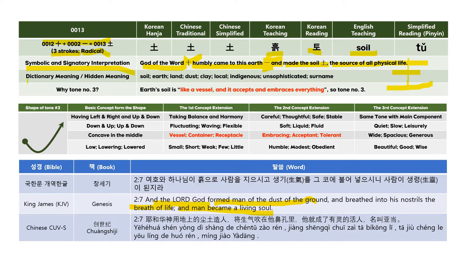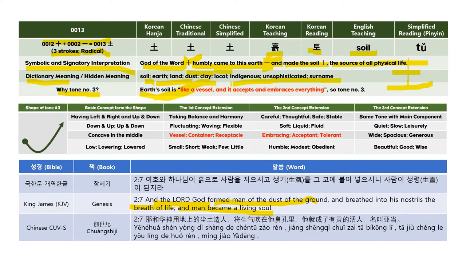So the dictionary meanings of this character: soil, earth, land, dust, clay, local, indigenous, unsophisticated, and surname. These dictionary meanings remain in Korean Hanja dictionaries and Chinese dictionaries. Okay, and why tone number three?